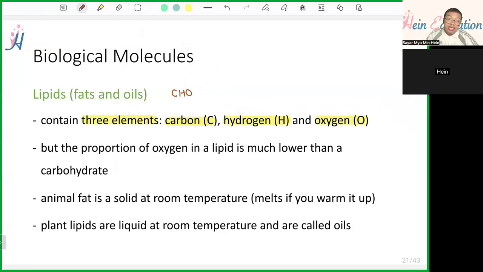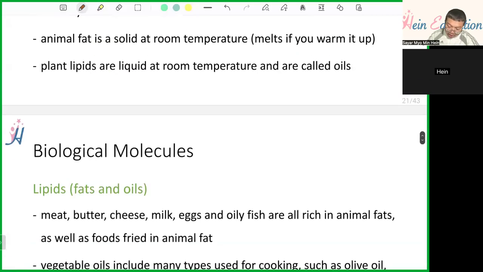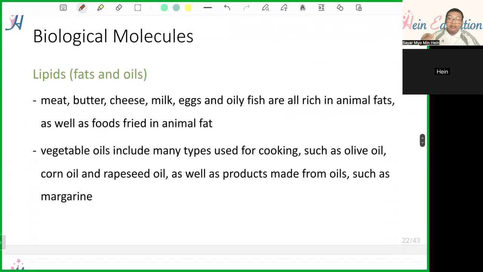So they can be called oils or plant lipids. So we have animal fats and plant lipids. Again, they contain the elements carbon, hydrogen, and oxygen. Meat, butter, cheese, milk, eggs, and oily fish are all rich in animal fat, as well as food fried in animal fat.